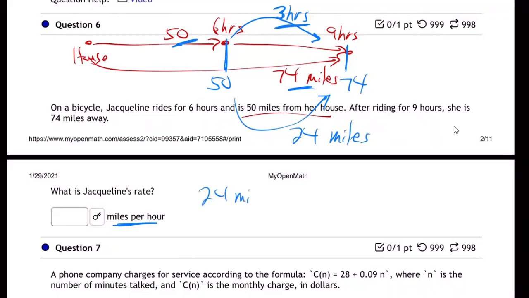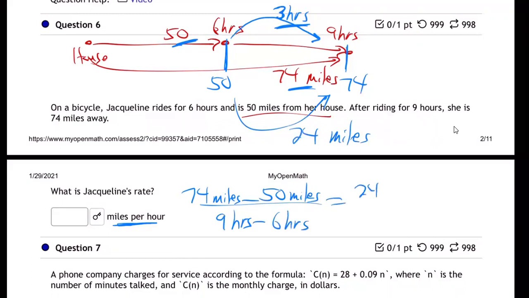To show it more formally, what we really have is 74 miles away minus 50 miles away, over 9 hours minus 6 hours. So that means she rode 24 miles in 3 hours, which, if you divide that, is 8 miles per hour. So there is Jacqueline's miles per hour.